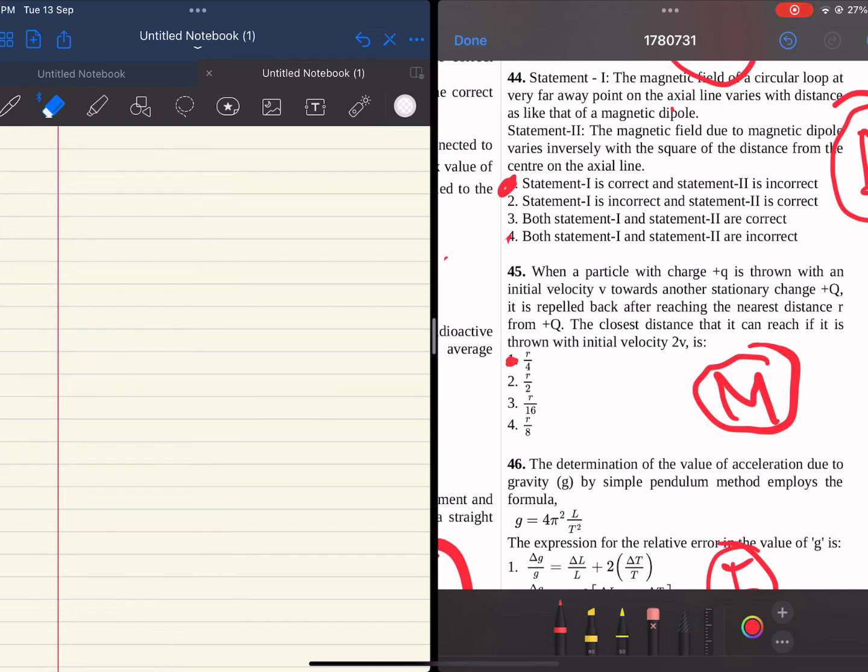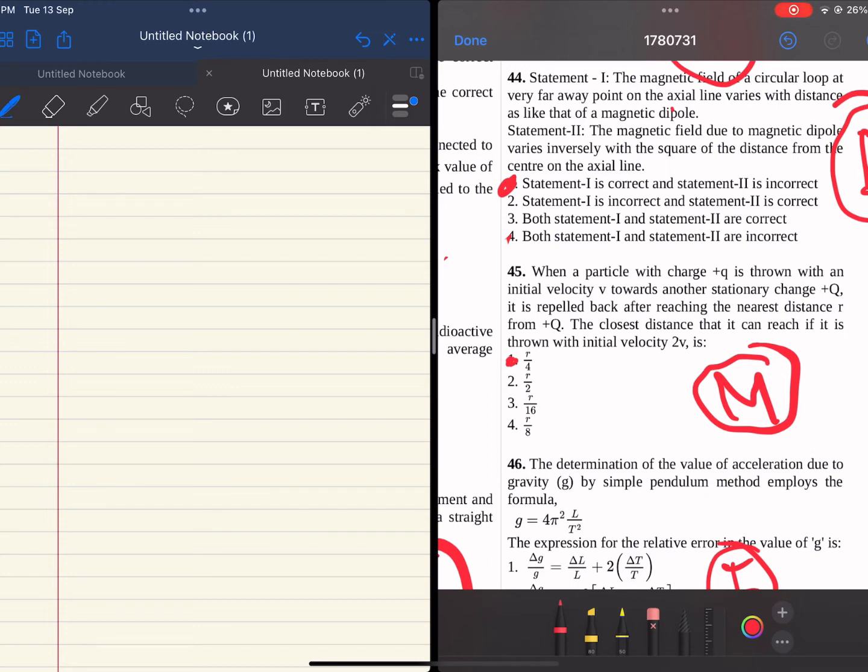46th question is a direct question of errors. The determination of the value of acceleration due to gravity by simple pendulum method employs the formula G equals 4 pi square L by T square. We know the relative error for delta G by G is delta L by L plus 2 delta T by T.